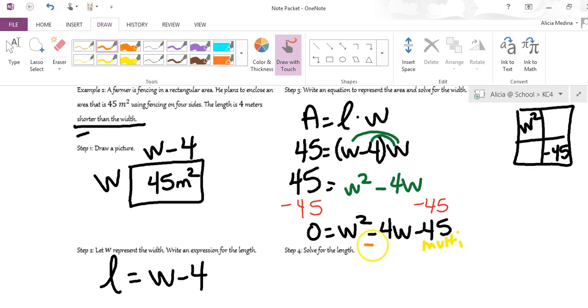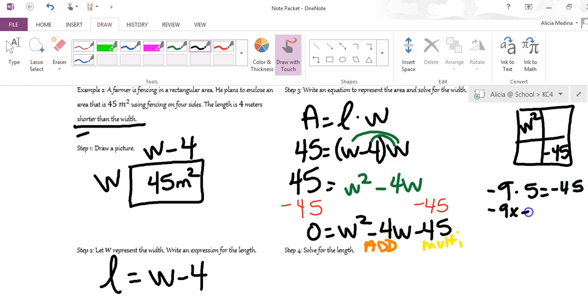So what number multiplies to a negative 45 but adds to a negative 4? Our two options, if you use your multiplication chart, would be a negative 9 and a positive 5, right? Because negative 9 times 5 is a negative 45, and negative 9W plus 5W would equal a negative 4W. So those are the two terms we're going to use in our diagonal.